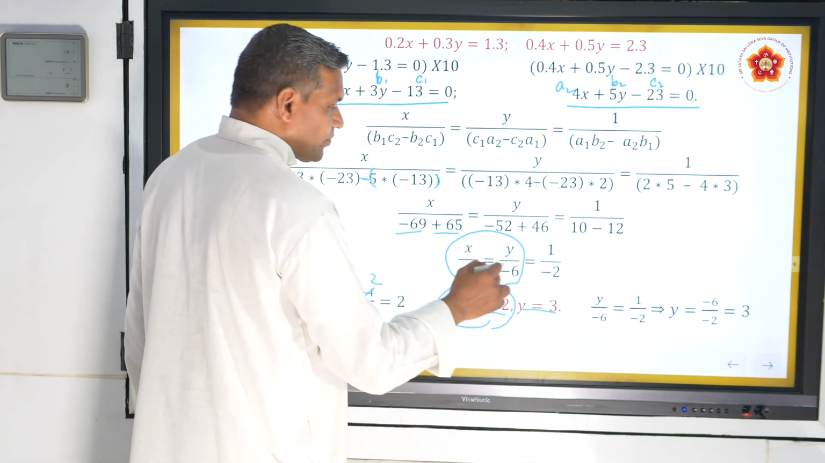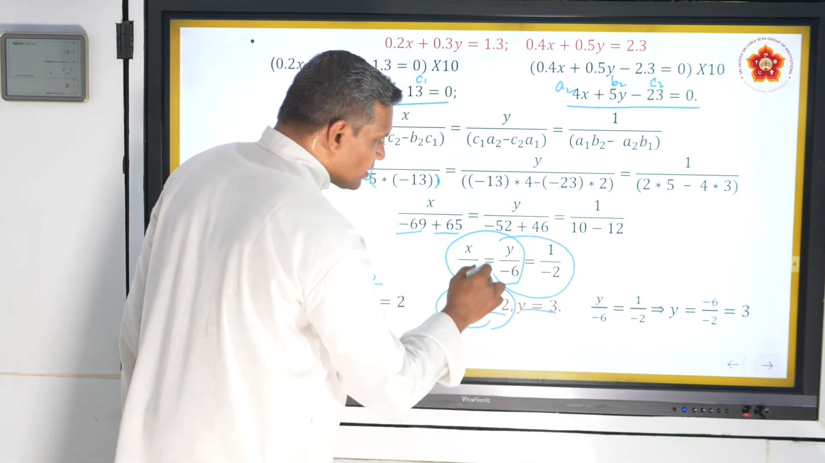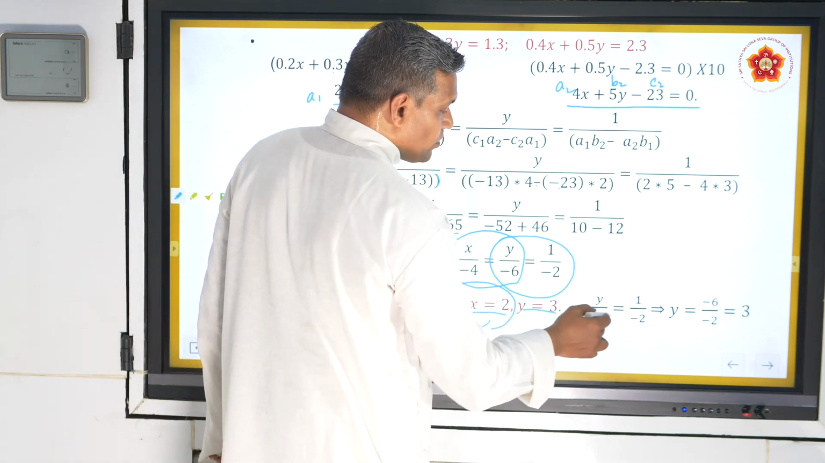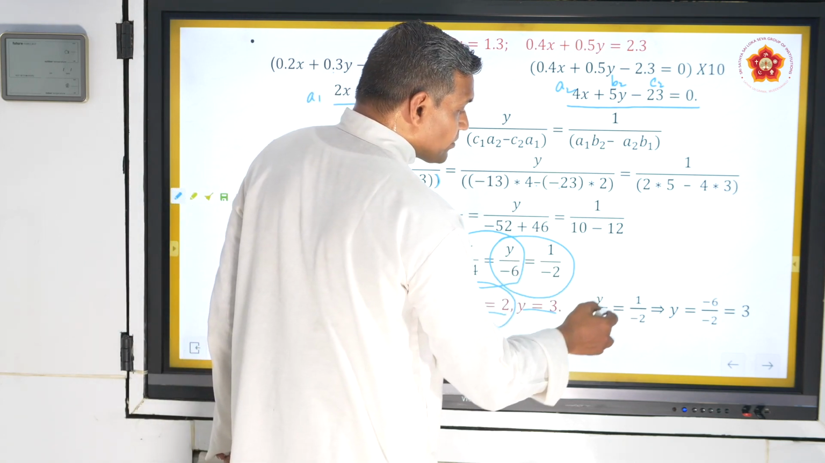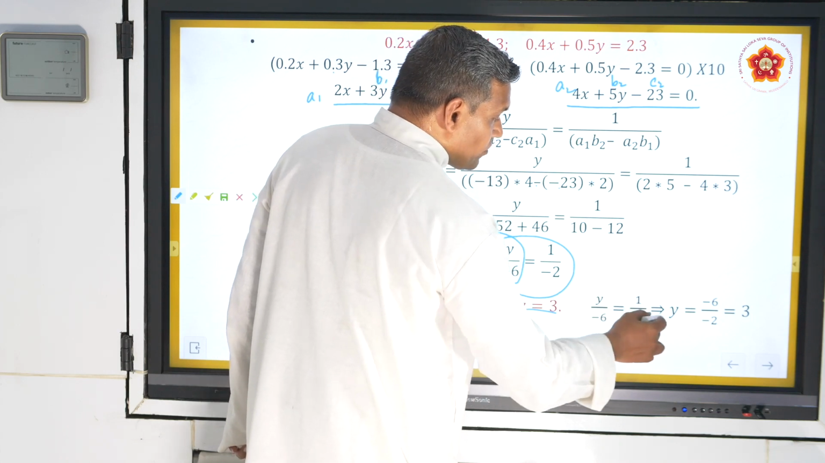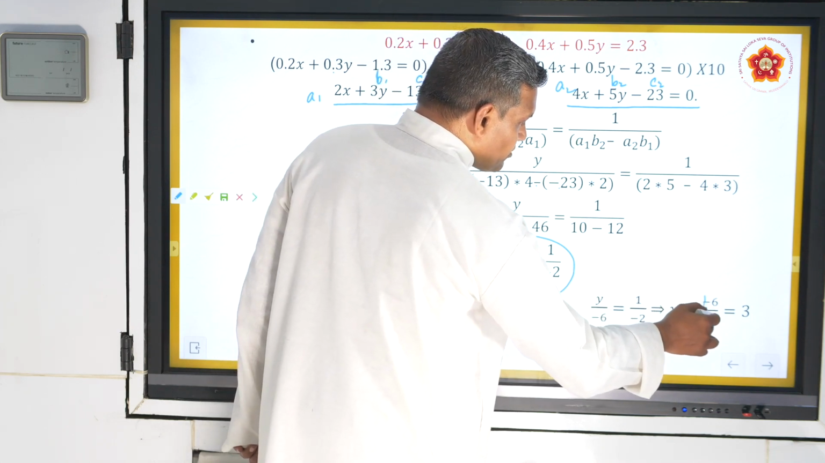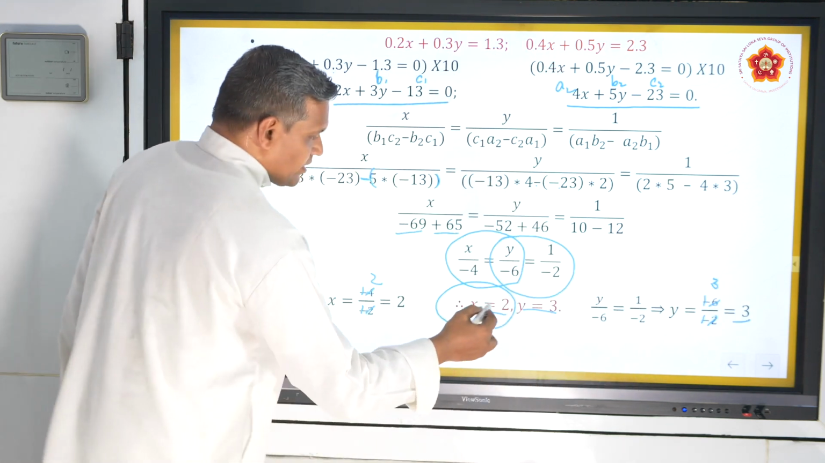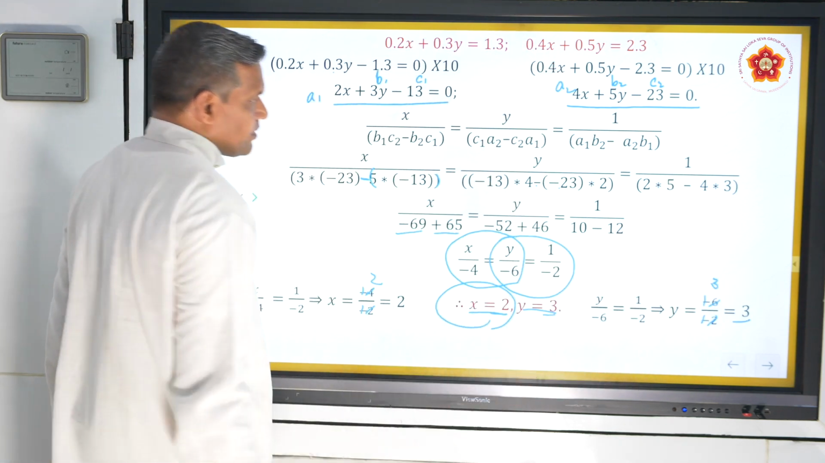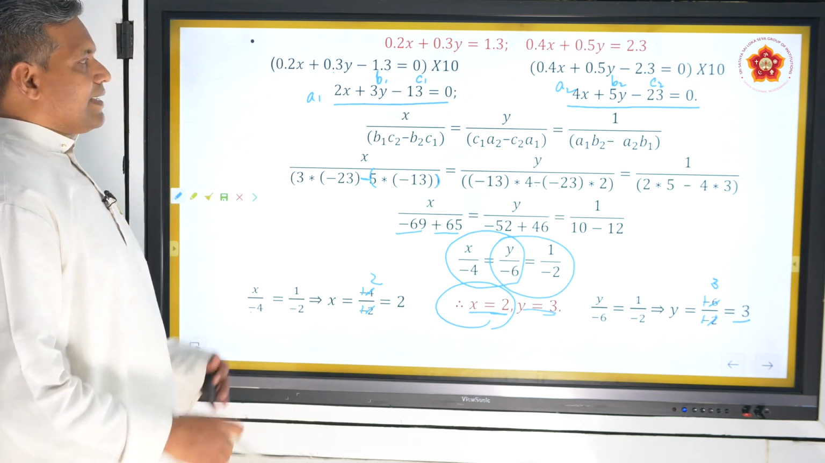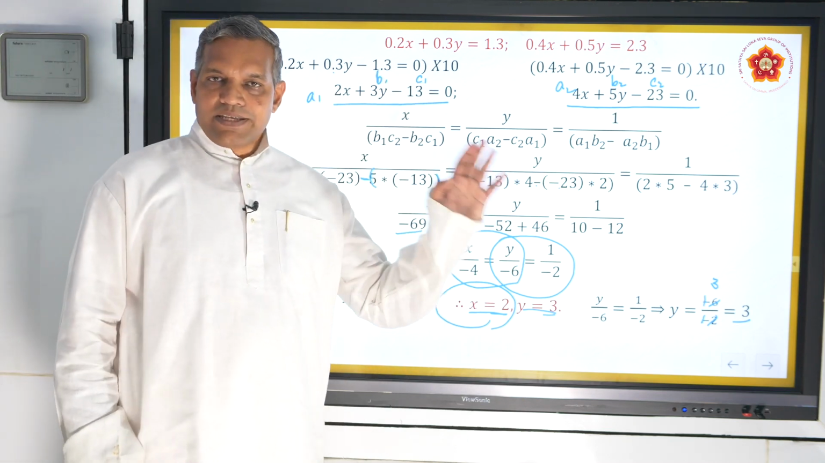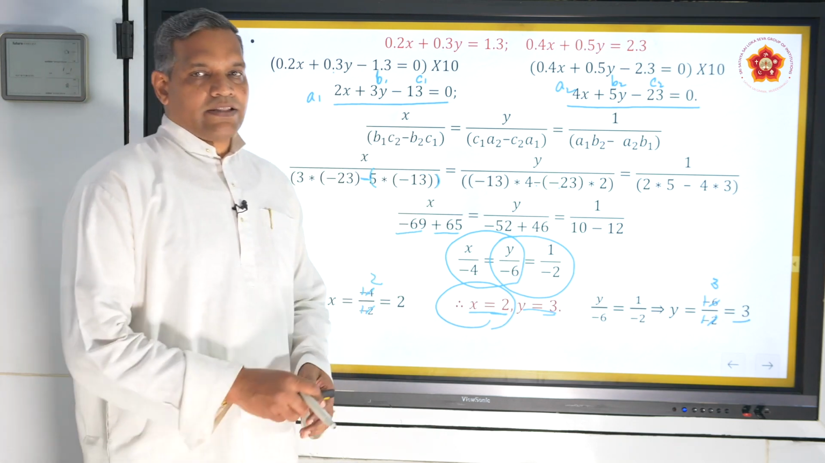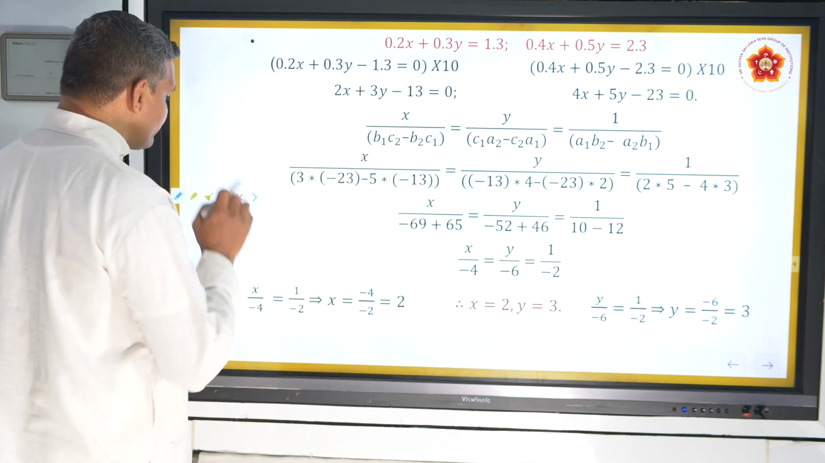Now you compare the second one and third one, these two things, and then y by minus 6 is equal to 1 by minus 2. So this minus 6 goes that side, and then y is equal to minus 6 by minus 2, minus minus cancels, 2 3s are 6. So the answer is y is equal to 3. So x is equal to 2, y is equal to 3 are the solutions. You got a little scared the moment you saw the decimals. The technique is very simple: multiply by 10, you get normal equations, use the same formula and simplify. That's how you're going to get the answer.